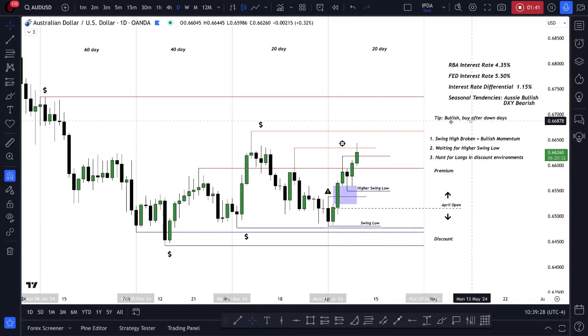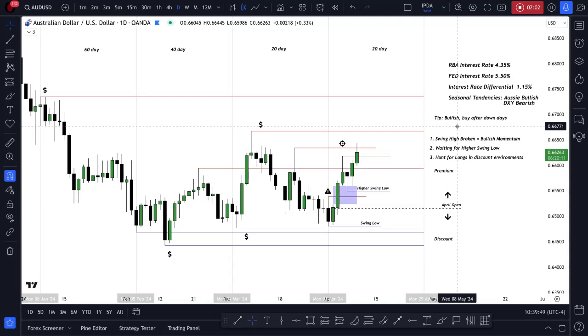Notice some of the tips that we're going to talk about, since it's trending up. Buy after down days. If it's bullish, buy after down days. Everything vice versa if it's bearish: you want to sell after up days. Those down days in the uptrend are like discounted days. And that's our natural price indication to tell us, yo, we should be going in and looking for longs.